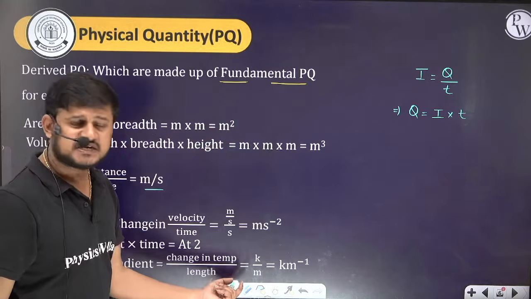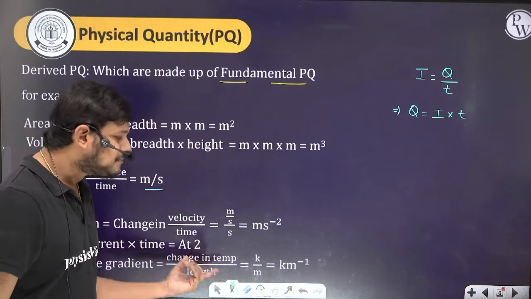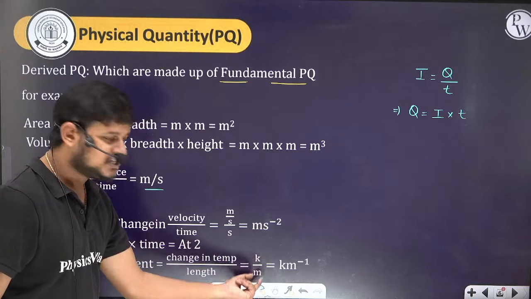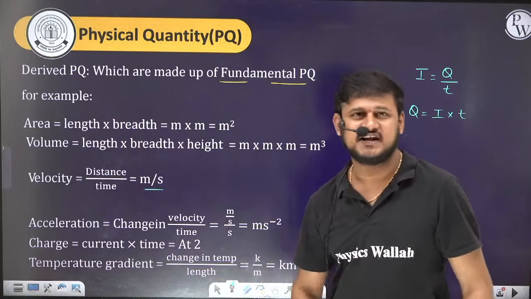Similarly, you can write it for the temperature gradient. What is temperature gradient? The change in temperature per length. Change in temperature is measured in Kelvin, and length in meter. These two combined form another derived physical quantity called temperature gradient.